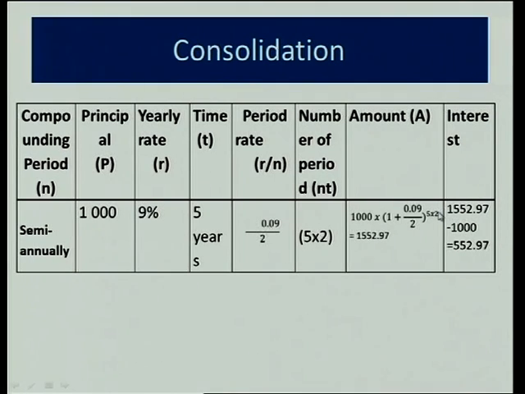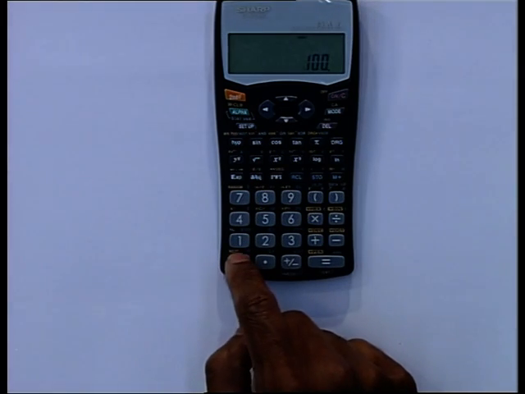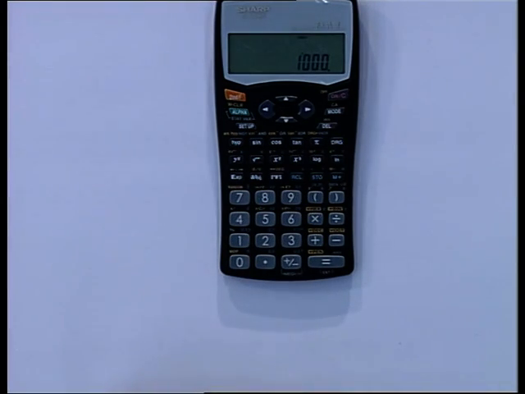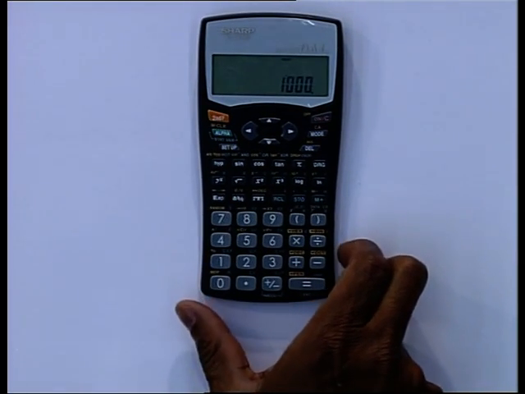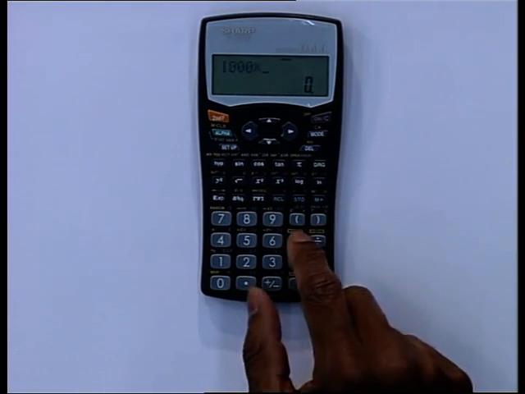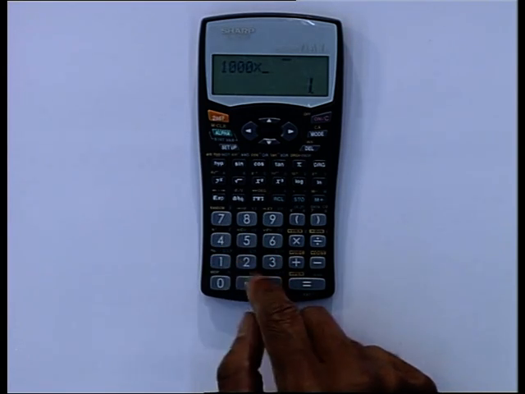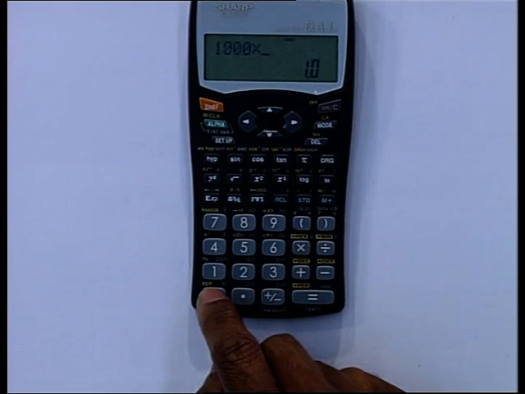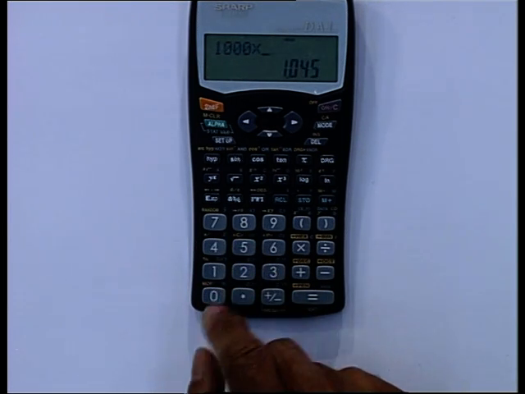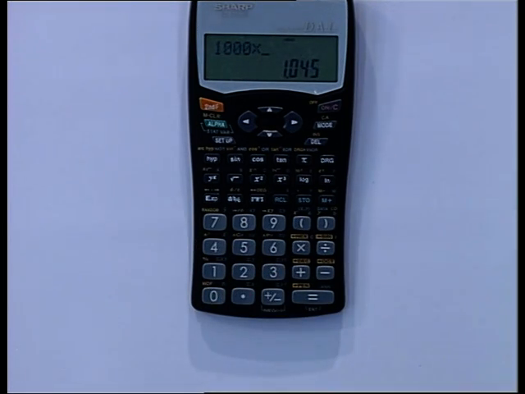That's important. And so let's put that into our calculator again. Let's cancel. So it's going to be 1,000, and we said multiply by 1.045. Why 0.045? Because we've got to divide that by 2.